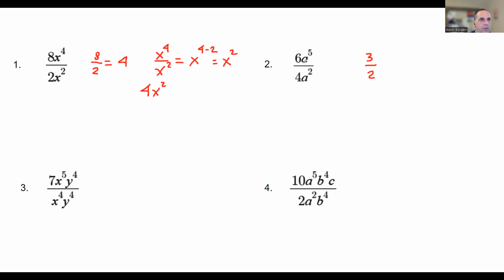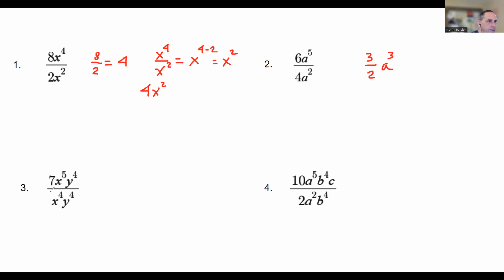Then we move over to our variable. We have a to the 5th over a to the 2nd. And once you start to do a few of these problems, you're not going to write it out like I did over here. You can just subtract the exponents, 5 minus 2, and we're going to end up with a to the 3rd. 5 minus 2 is 3. Our variable is a. We need to do that for every variable. That's what problem 3 is going to demonstrate to us. Here we have 2 different variables.